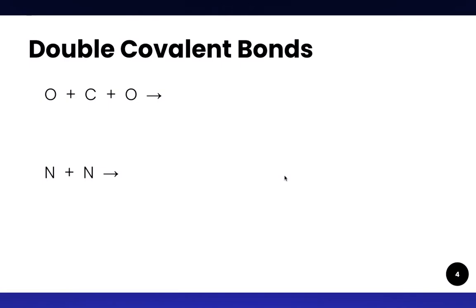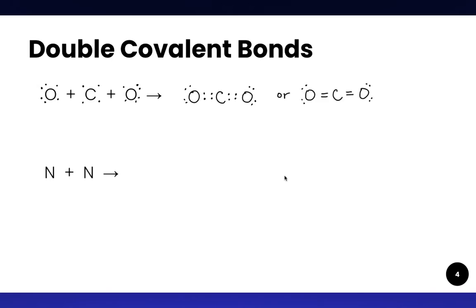The next type of bond is a double covalent bond, and a common molecule that has this is carbon dioxide. So carbon has 4 valence electrons, and each of these oxygens have 6. When the molecule carbon dioxide forms, you actually get 2 bonds that form between each carbon and oxygen molecule. These are also called double bonds. And you can draw them this way as well.